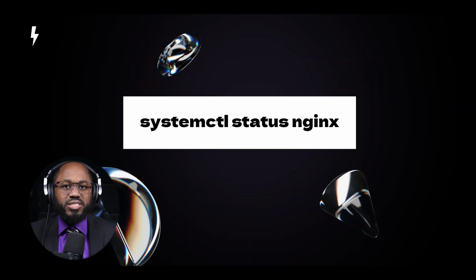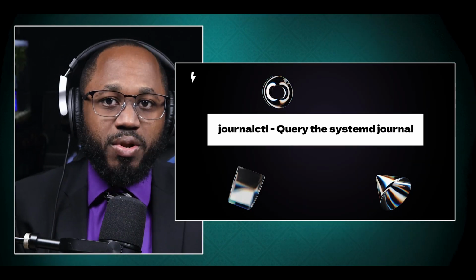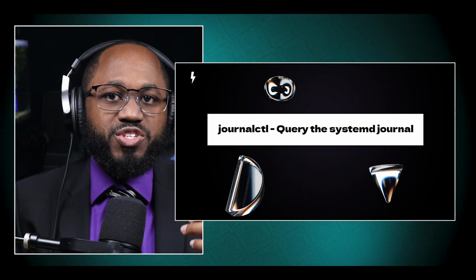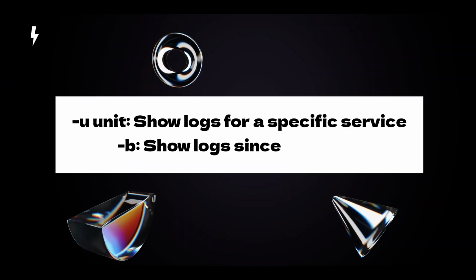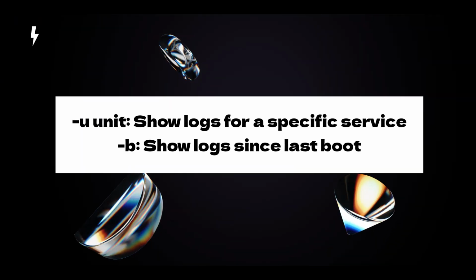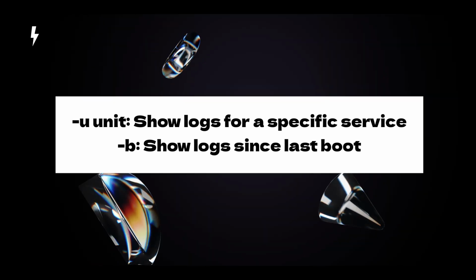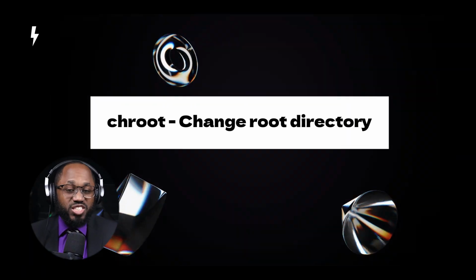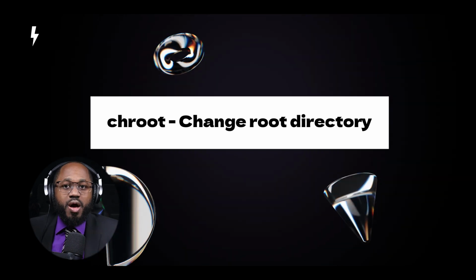You have the journalctl query, the systemd journal allows viewing and querying system logs. There are useful options. There's the -u unit, which shows logs for a specific service. You have -b, which shows logs since last boot. You have chroot, which changes the root directory, which creates an isolated environment with a new root directory, useful for system recovery and testing.